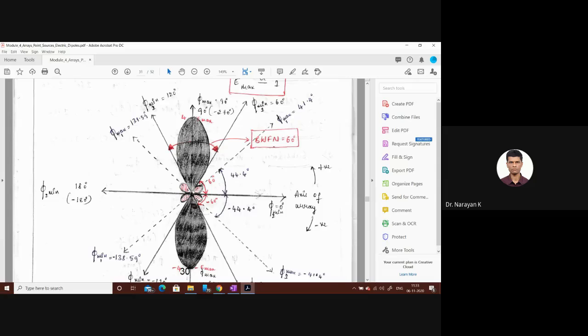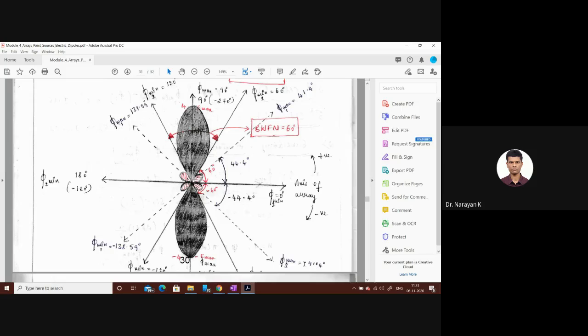Can you see this? Similarly on the other side, that is 138.59 degrees. Similarly on this side, that will be phi max 1, minus 41.4 degrees. That is your negative direction. This is your phi max 138, that is this side. So once you get this angle, draw the other one here, and the other one here. These are your subsidiary maximum values.